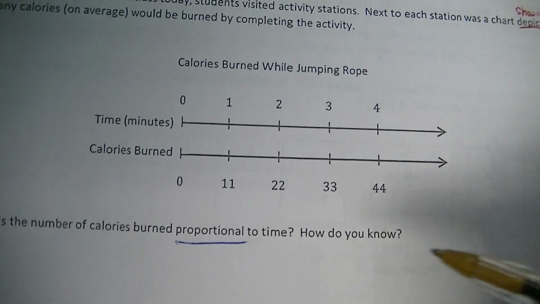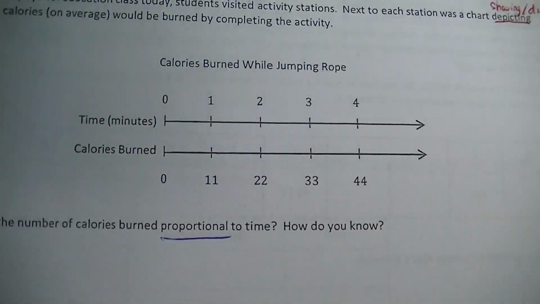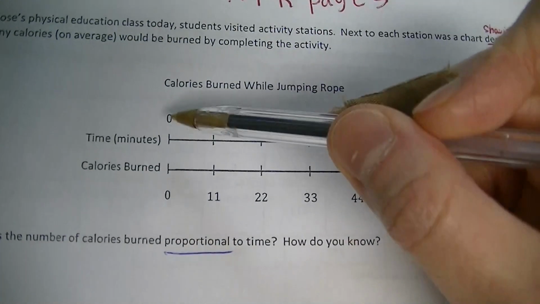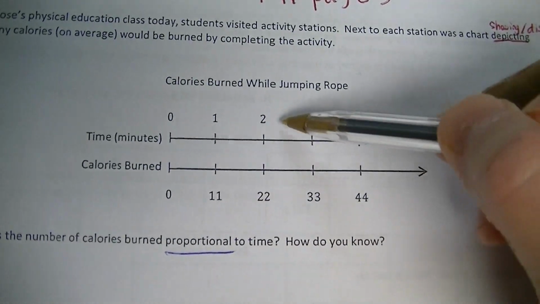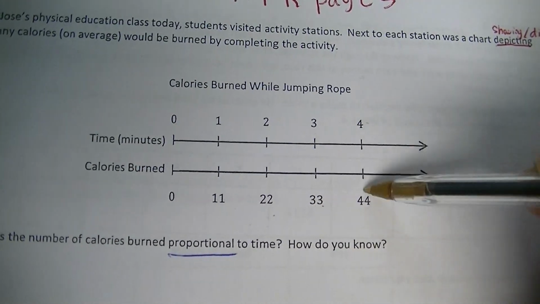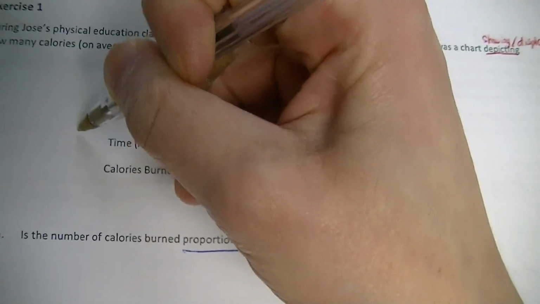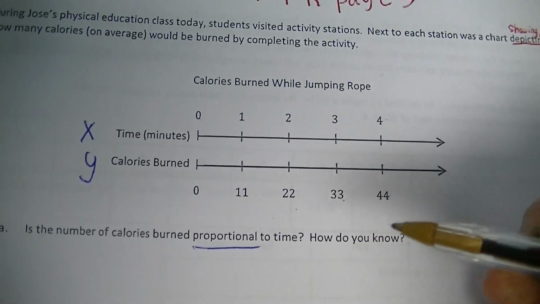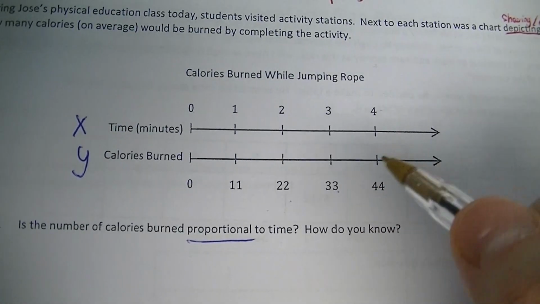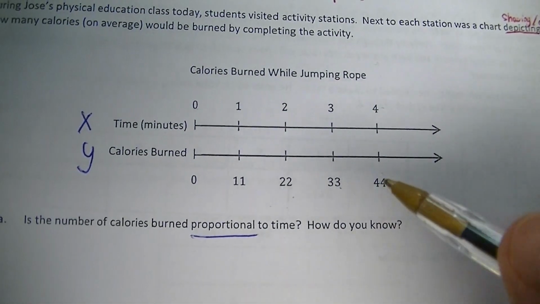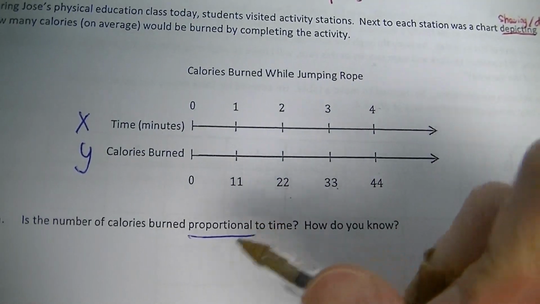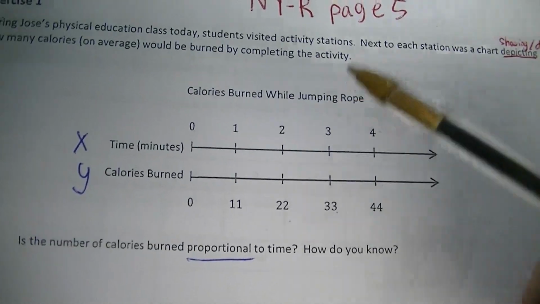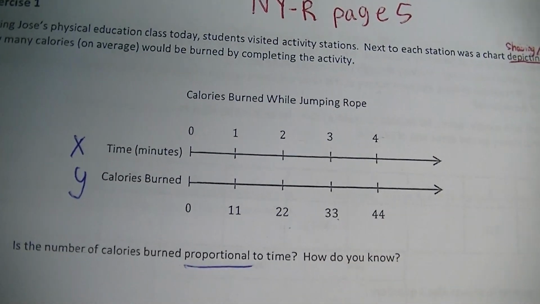How do you know? So in examining this chart, I view it also as kind of like a horizontal table. So this would be 0, 0, 1, 11, 2, 22, 3, 33, 4, 44. So I'm just going to go ahead for my own sake and label it X and Y, okay? And to find the unit rate, when there's a unit rate, you know that the situation is proportional. So I want to see if there's any pattern that I see.